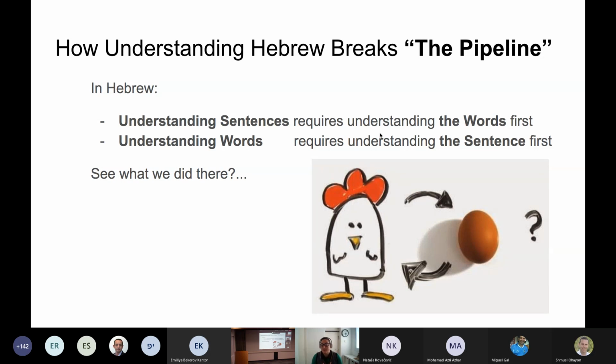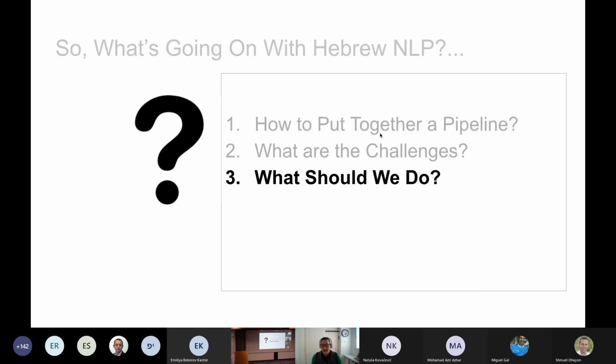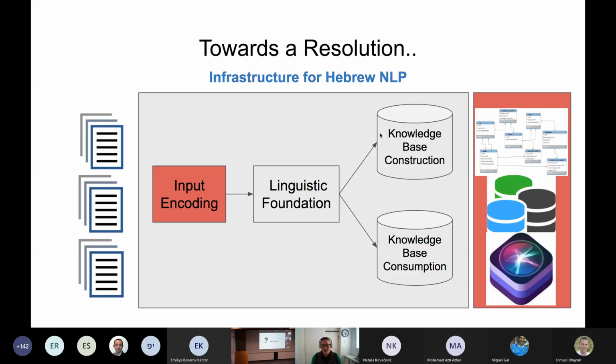When we understand sentences, we must understand the words first, because we build our understanding compositionally, and this is undebatable for any pipeline. But when we understand words, in Hebrew at least, in order to know which segmented words are relevant to our sentences, we actually need to understand the entire context. And the question is what we should do, and some people would say whether we should do something about it at all. Okay, so in this talk, I'm going to reflect on this specific question from the point of view of the input encoding component.